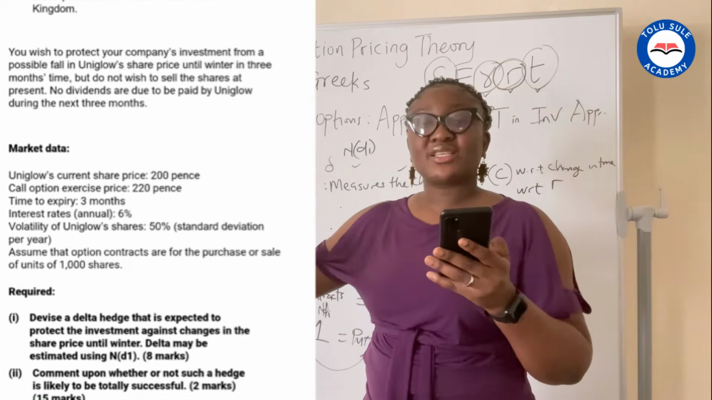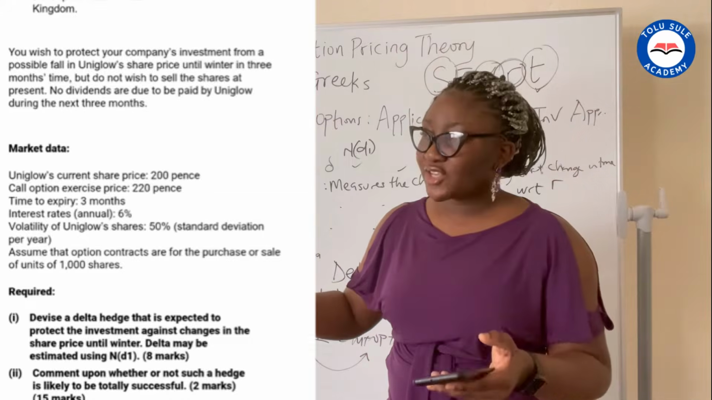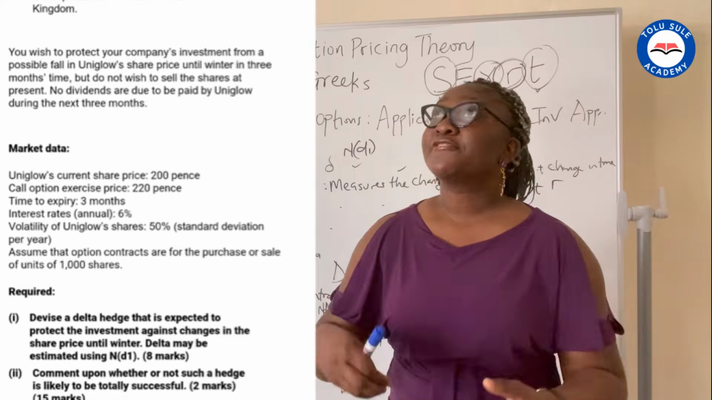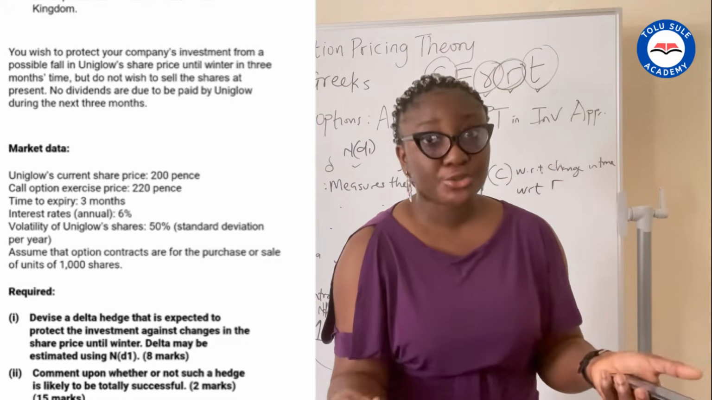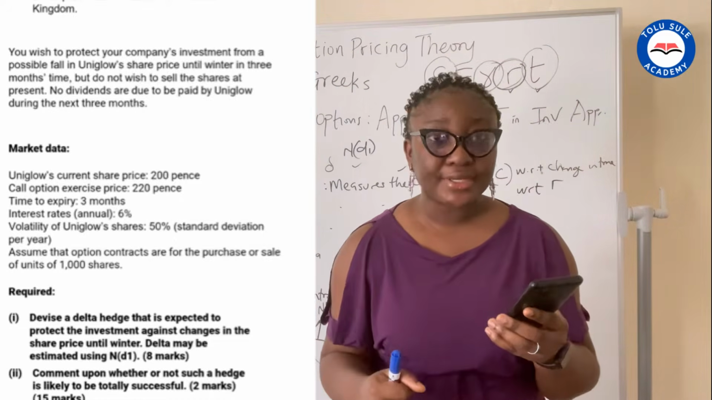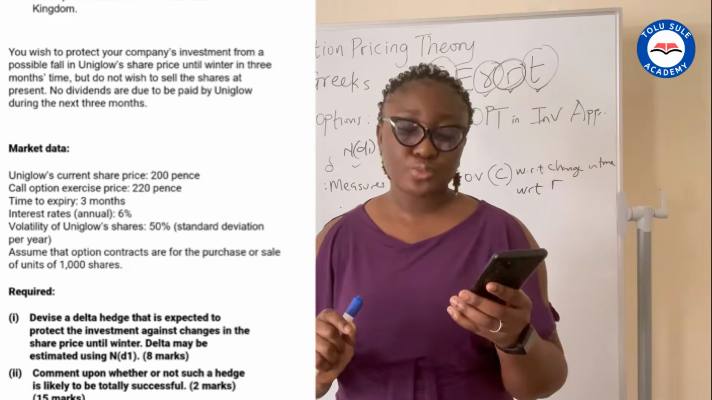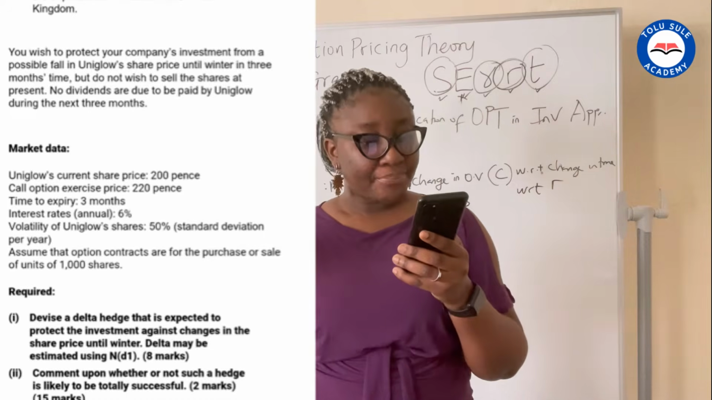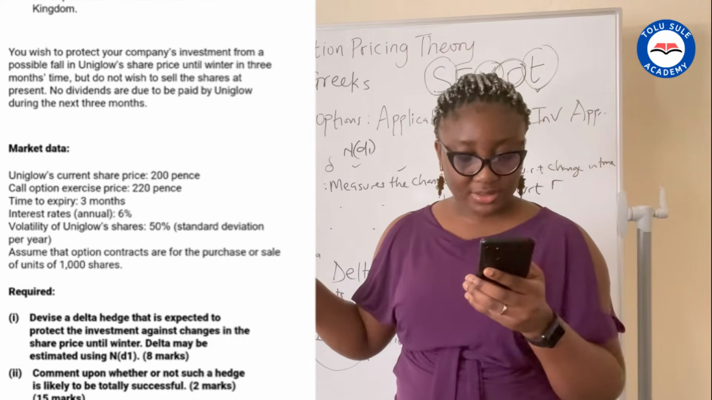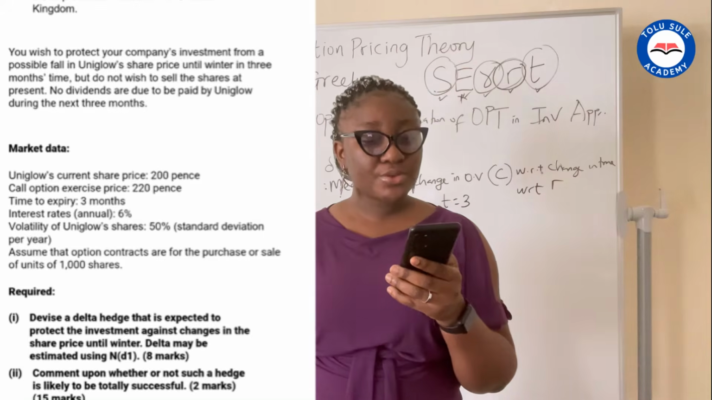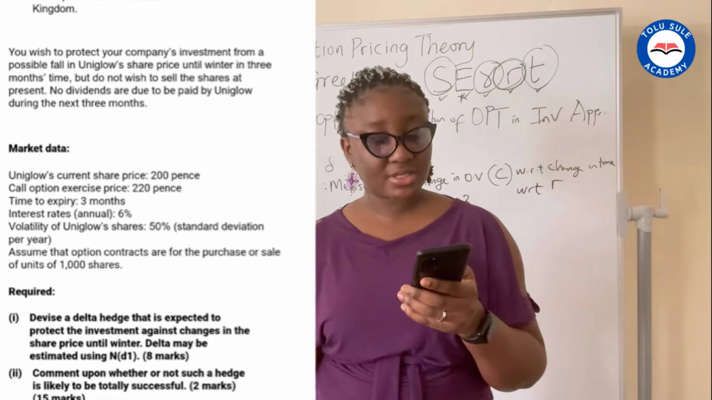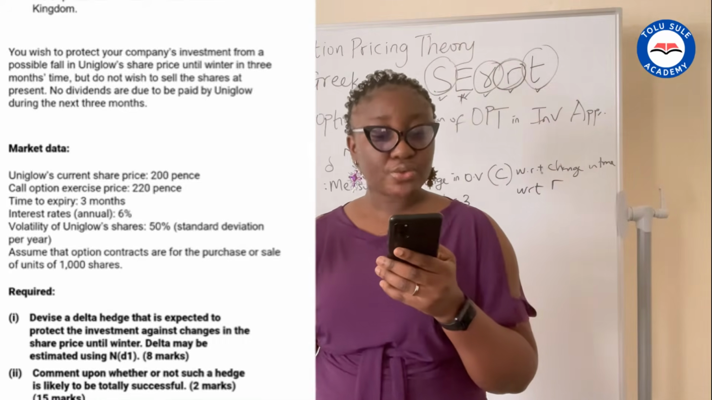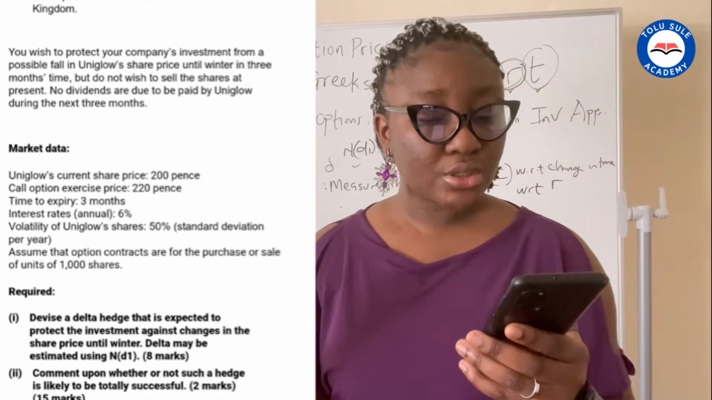Then the call option exercise price is 220 pence. So you have gone to those option dealers or option people, and then they told you that somebody wants to sell an option and said in the future the exercise price will be 220 pence. That's £2.20. Time to expire is 3 months, which they've given in the question, right? Interest rate is 6%. Volatility of Uniglo's shares is 50%. That's the risk, standard deviation per year. Assume that option contracts are for the purchase or sale of 1,000 shares.